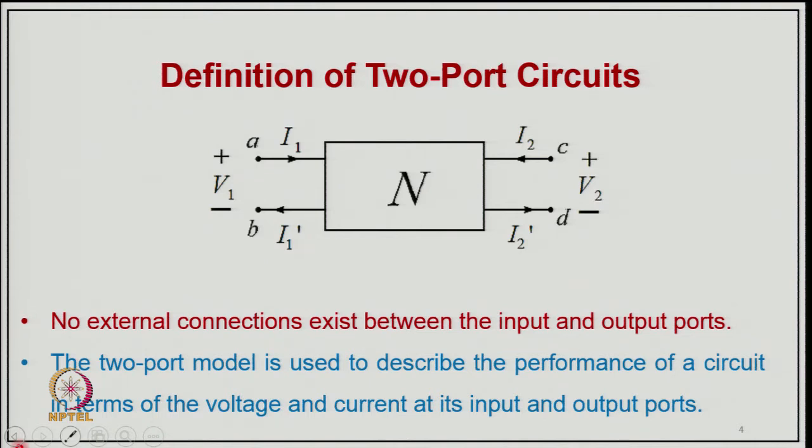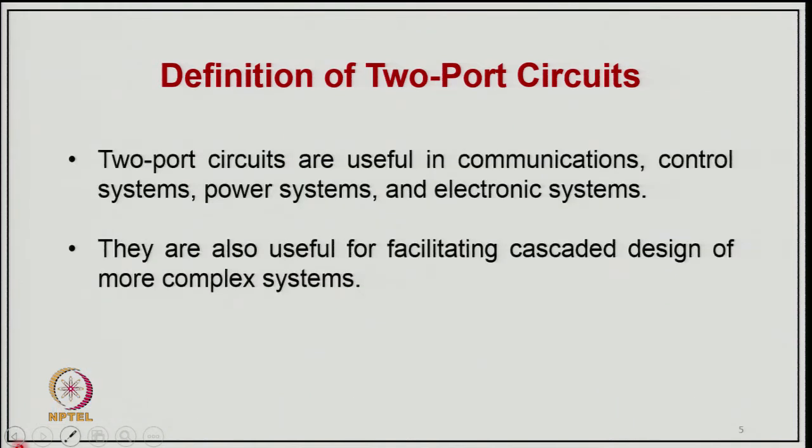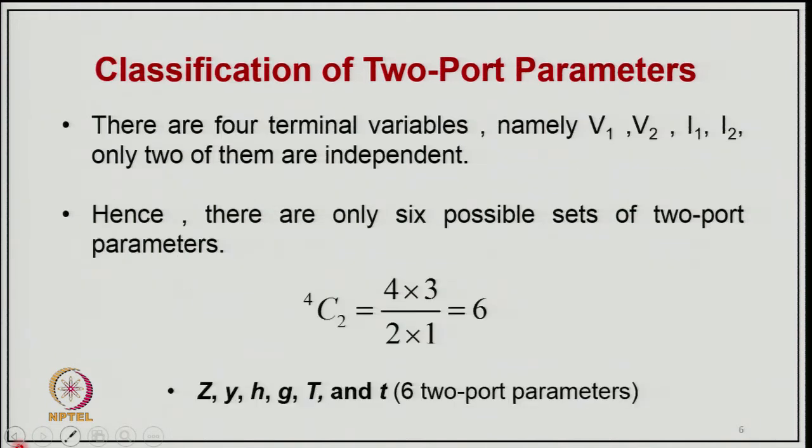So, no external connections exist between the input and output port, that is one important condition, and the two port model is used to describe the performance of the circuit in terms of the voltage and current at the input and output ports. Two port circuits are used in many electrical fields like communication, control systems, power systems and electronics systems, and they are also used for facilitating cascade design of more complex systems. That is the reason why we go for this kind of analysis and treatment.